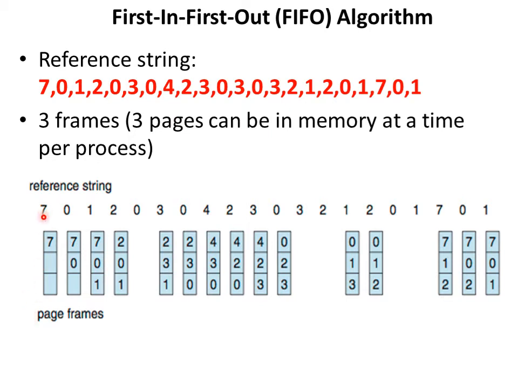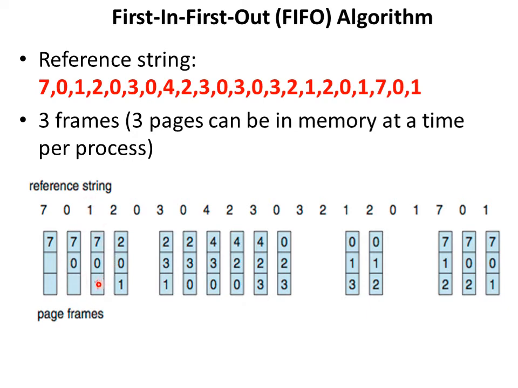The first incoming page is 7. 7 is not available in the main memory because initially all the frames are empty. There is a page fault and 7 is loaded into the frame. The next incoming page is 0. 0 is not there in the main memory, so there is a page fault and a new free frame is found. 0 can be loaded here. The next incoming page request is 1, which is not there in memory, and there is a free frame.